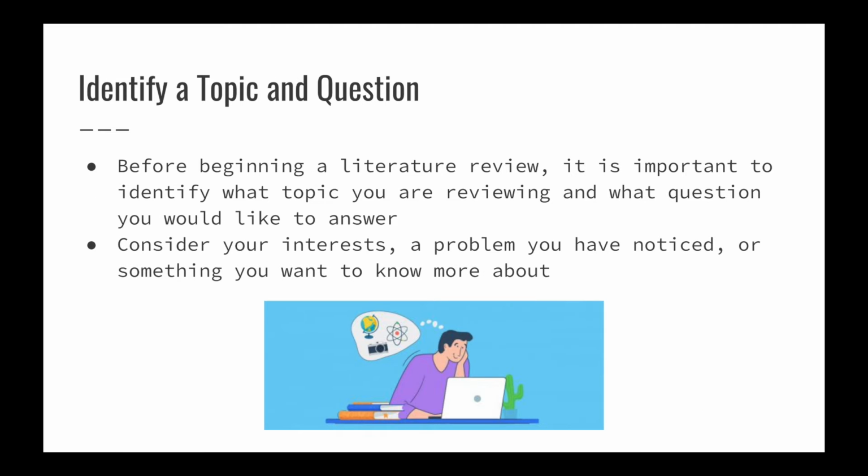Now let's discuss the steps to writing a literature review. Step 1. Identify a topic in question. Before beginning to write a literature review, it is important to identify what topic you are reviewing and what question you would like to answer. Consider your interests, a problem you have noticed, or something you want to know more about.